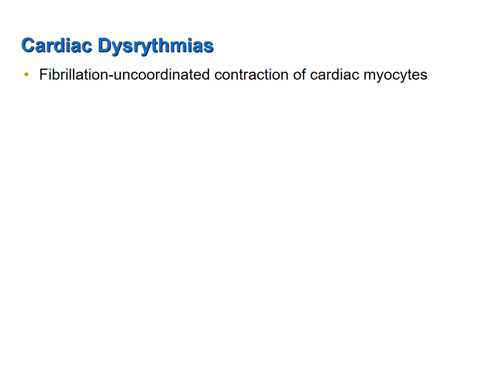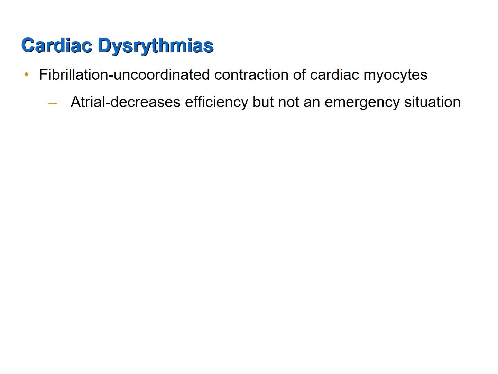Another type of dysrhythmia is fibrillation. Fibrillation is a total loss of coordination between cardiac myocytes, where they're no longer beating in unison, but in a very uncoordinated fashion. If this occurs in the atria, you have atrial fibrillation. While this is not an immediate emergency situation, it does decrease the efficiency of the heart, and it can cause some long-term problems, so the individual does need to seek medical attention, but it is not an emergency situation.